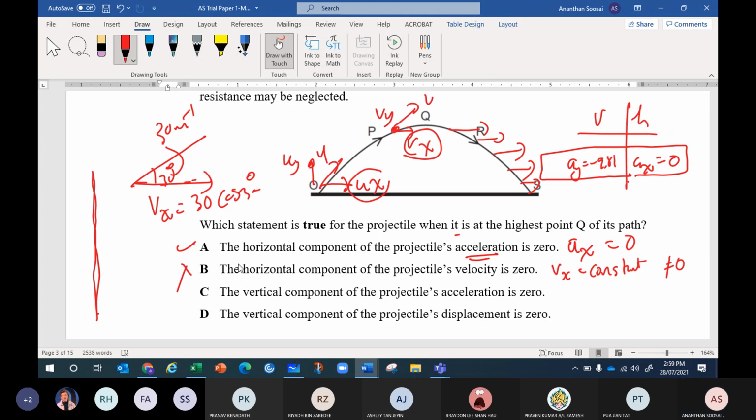The vertical component of the projectile acceleration is zero. Vertical component is your AY. AY is always negative 9.81, taking upwards as positive. So this is wrong. AY we know is negative 9.81, taking upwards as positive, so it's not zero.